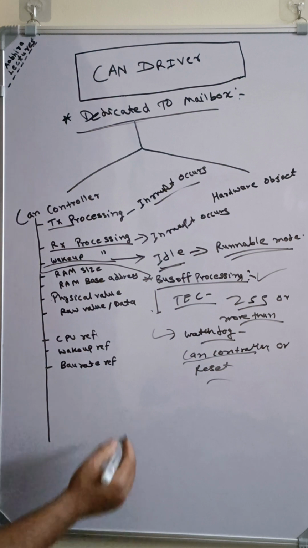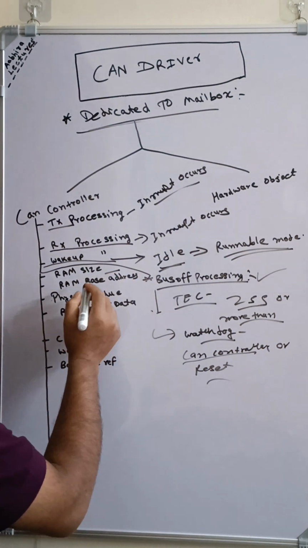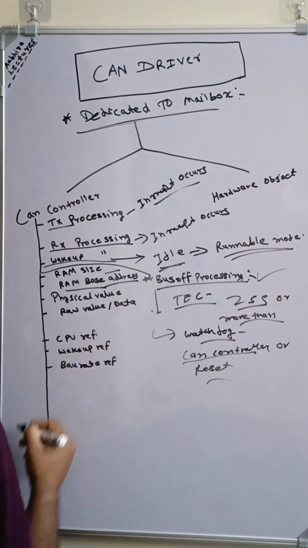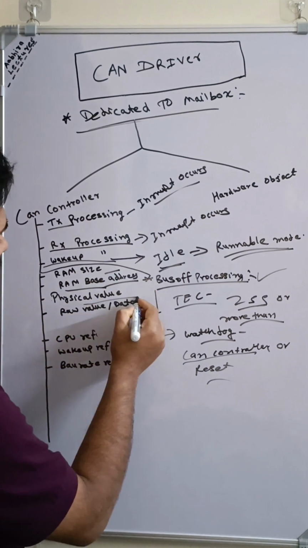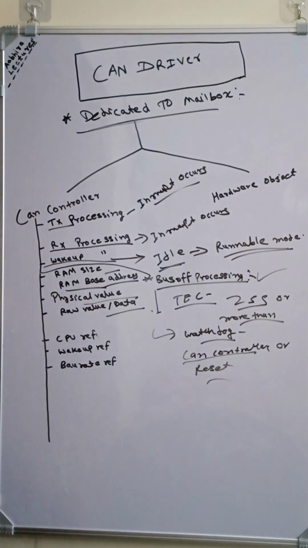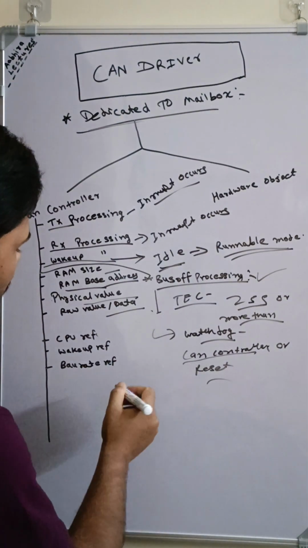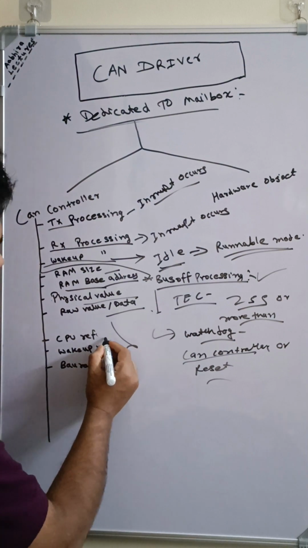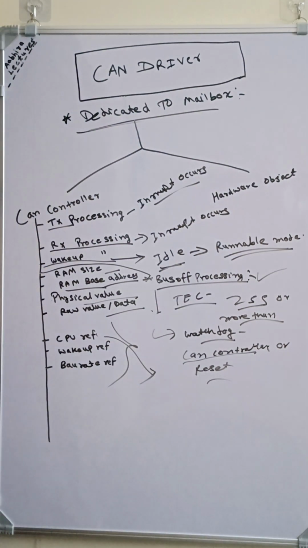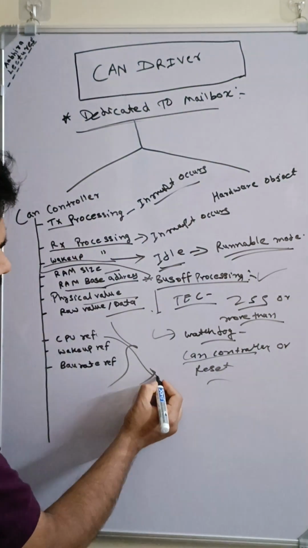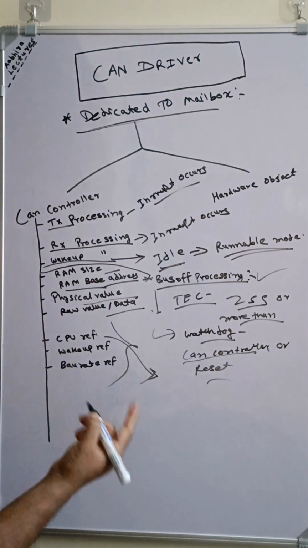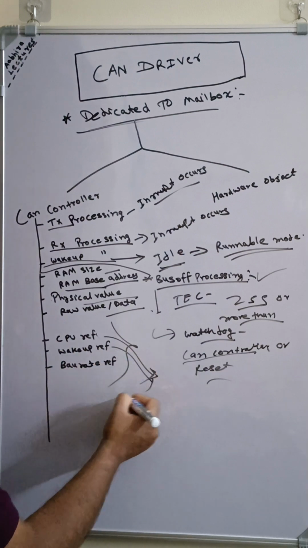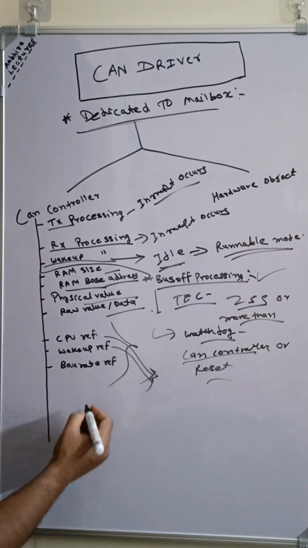Next, coming to the sizes for RAM, we have to configure RAM sizes and RAM base address. Then we have to give some physical value, raw data. Now coming to the references, these three references we have to give. First is the CPU reference, where we have to give the reference from the CPU module, then the wake up reference, and baud rate.